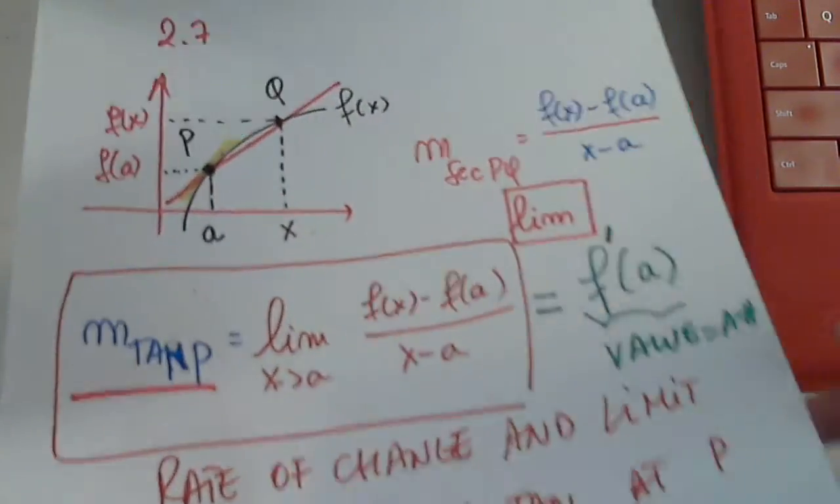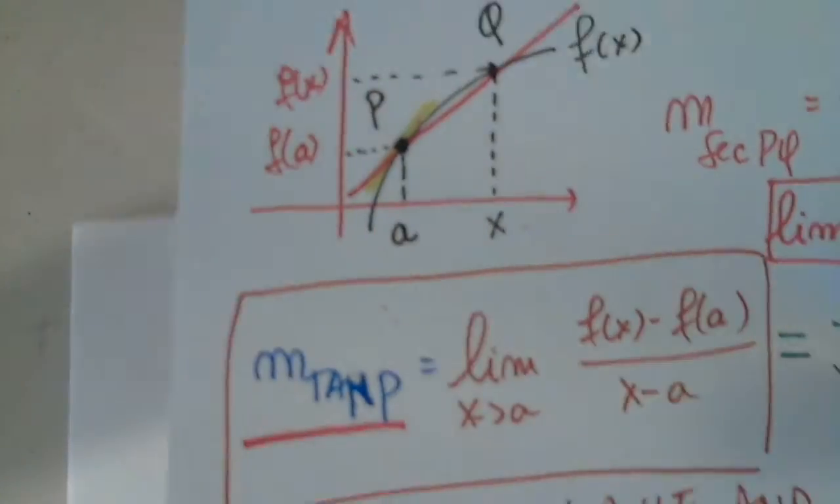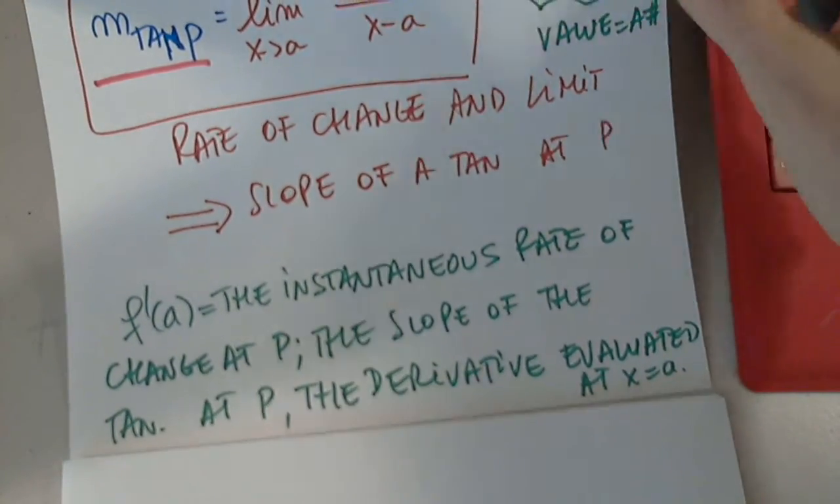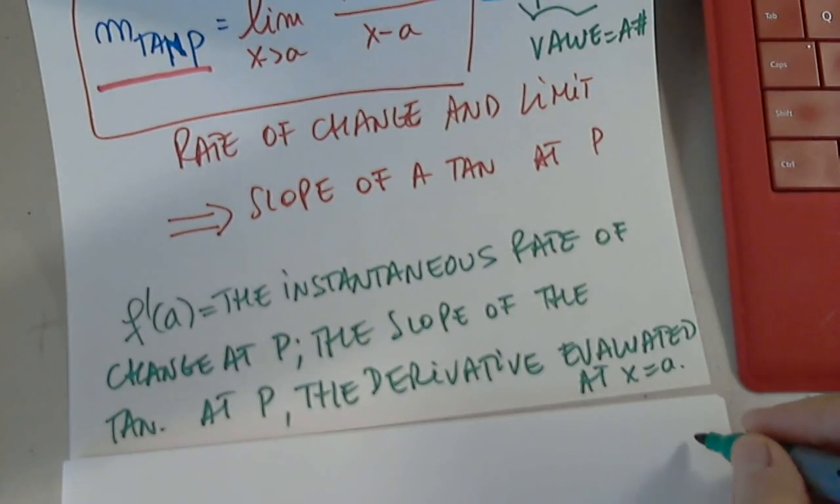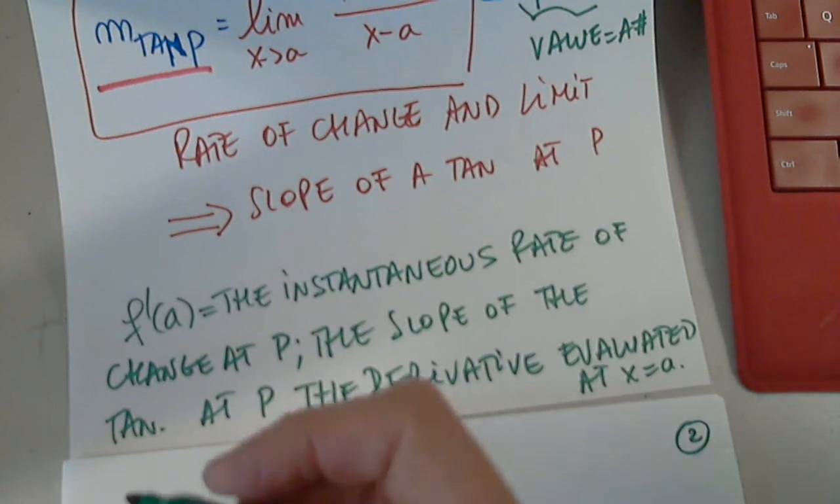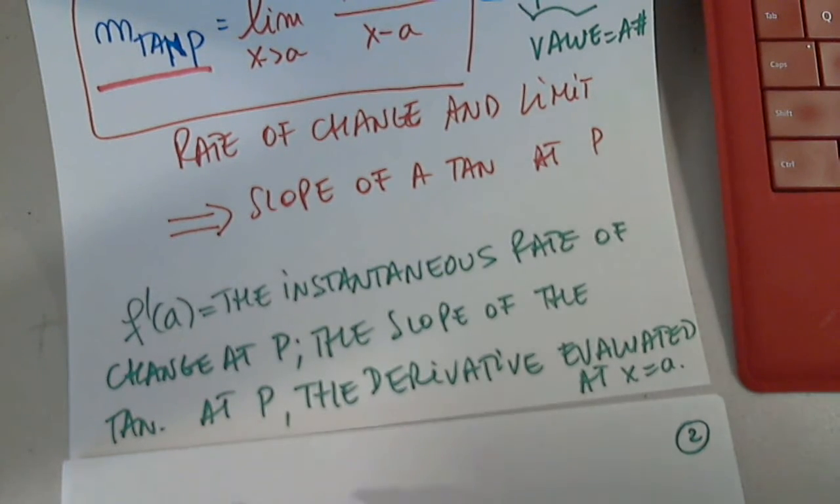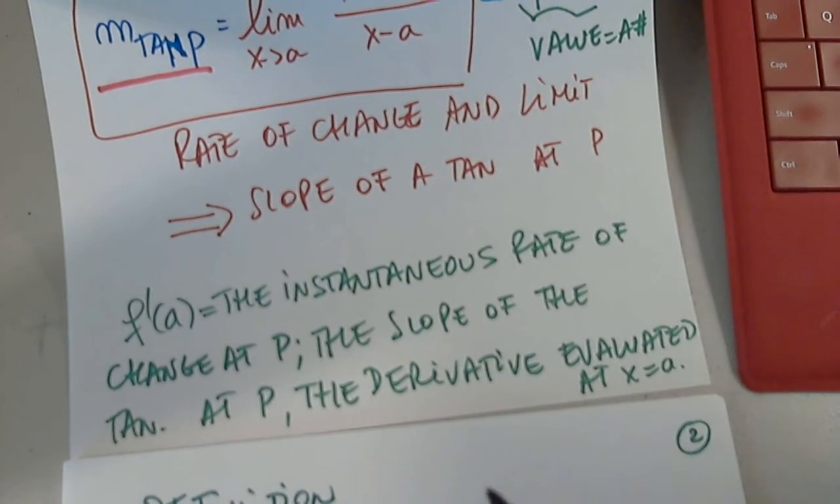Now, a question before we move on to another definition. So this is one definition that we are looking at today. So I'm going to call it definition. I'm not going to give any numbers. So definition: f prime of a is the limit as x approaches a from f of x minus f of a over x minus a. This is our first definition.